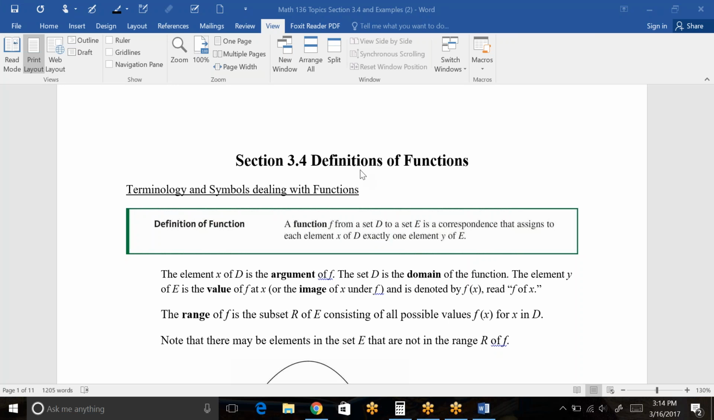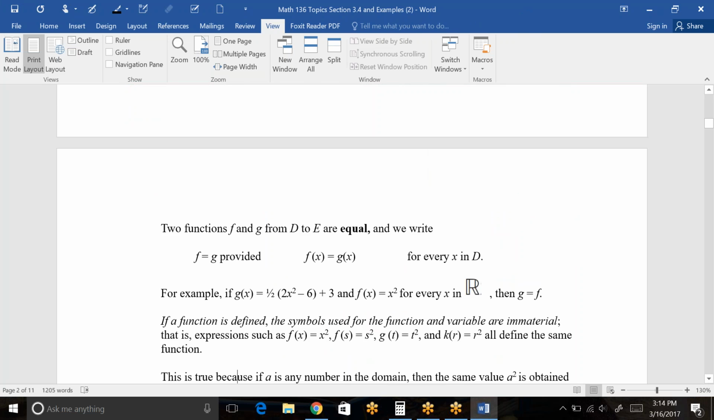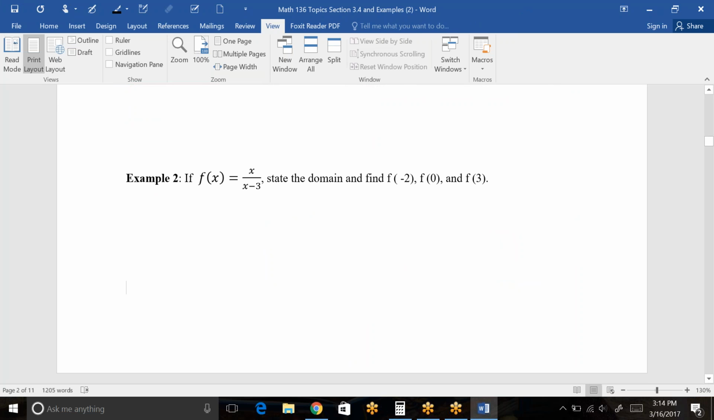All right, this is the remainder of the 3.4 notes that we skipped through in class. We did one of each type, so I'm going to go through and do the remainder of the problems that we had, starting with example 2, which was very similar to example 1.